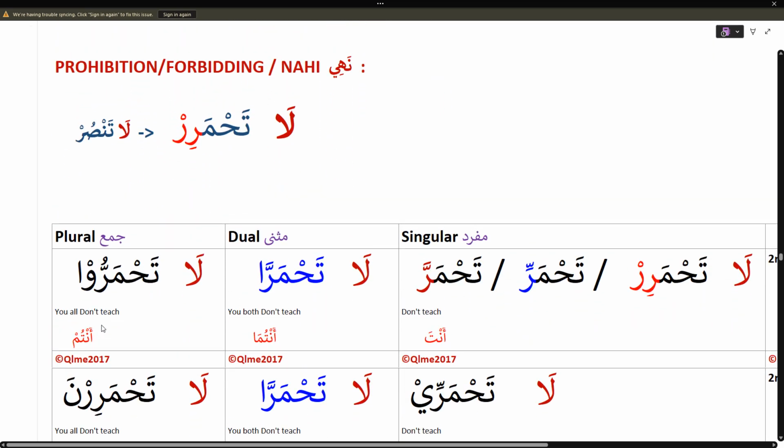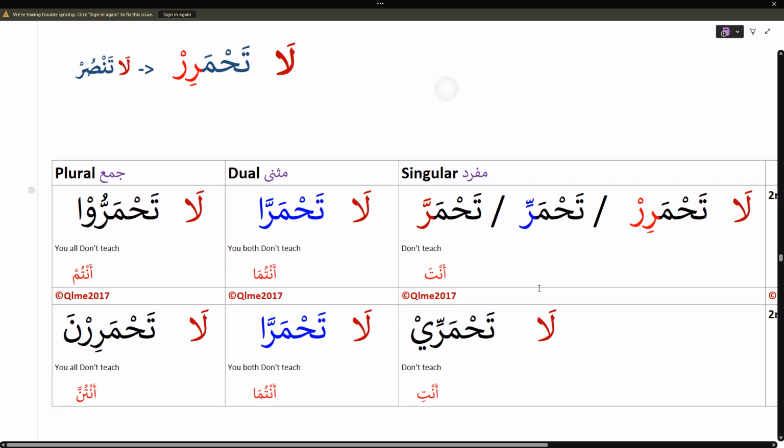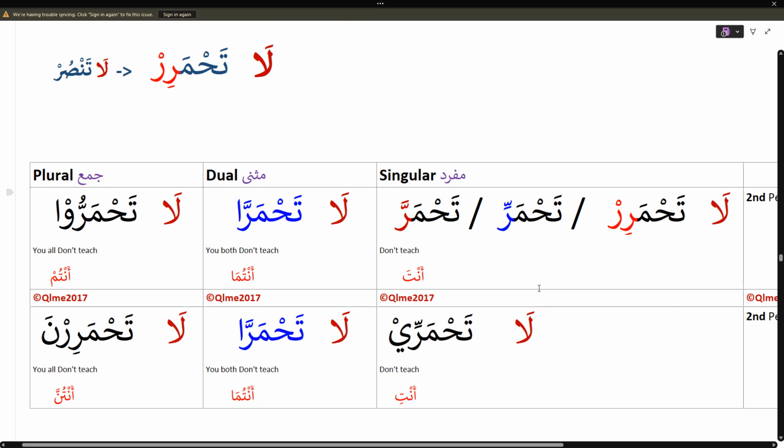And the nahi, forbidding or prohibition, it's going to be la tahmarir. Again, you have three nahi for second person masculine singular anta: la tahmarra, la tahmarri, la tahmarir. And antuma is la tahmarra. The noon is dropped here, tahmarrani, because of the la of prohibition. La tahmarru. The noon is dropped here again. And la tahmarri. The noon is dropped again here. And la tahmarra, la tahmarirna. The noon is not dropped for the second person feminine plural.